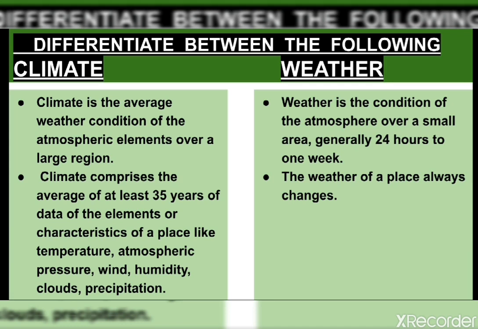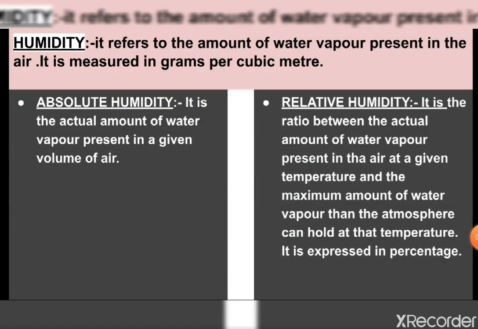In the weather you will write, weather is the condition of the atmosphere over a small area, generally 24 hours to 1 week. The weather of a place always changes. Our next differentiate is differentiate between absolute humidity and relative humidity. No need to write the definition, just to differentiate you will write.